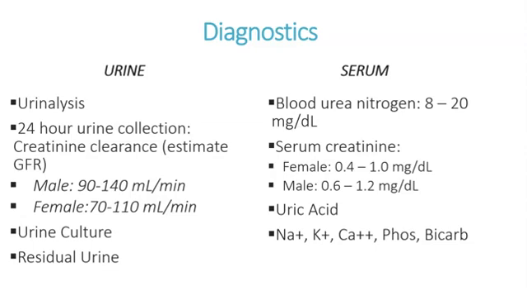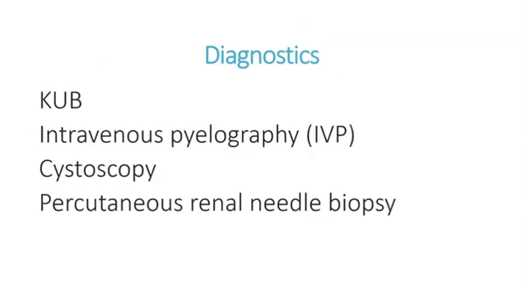We have a variety of blood tests that we can do as well. We have already talked about the BUN and the creatinine. Again, your creatinine is going to be the more reliable indicator of a change in kidney function. We also can take a look at our patient's uric acid level as well as their electrolyte levels. There are some other diagnostics that can be done. We can do a KUB, which is an X-ray of the kidneys, ureter, and bladder.